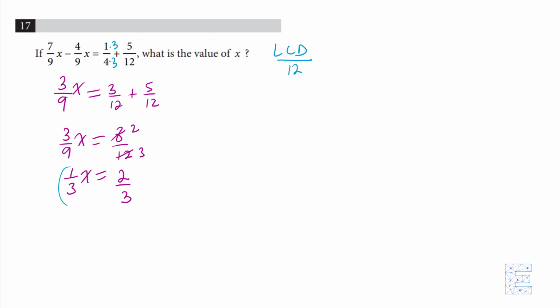Now remember, to get rid of a fraction, the quickest and most efficient way is to multiply by its reciprocal. So times 3 over 1. And you have to do that same thing to the other side if you've done it on the left. And of course, these cancel out. So x ends up being just 2 because the 3's cancel. So the answer to question 17 is just 2.